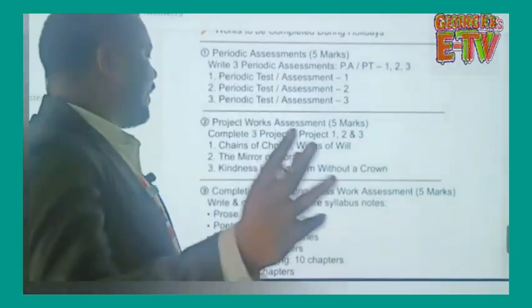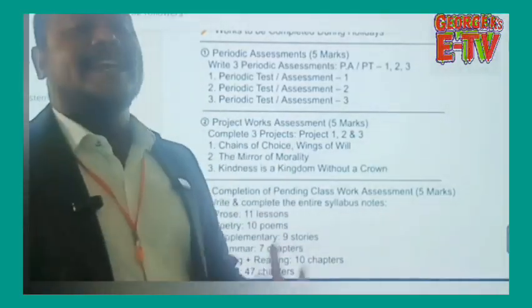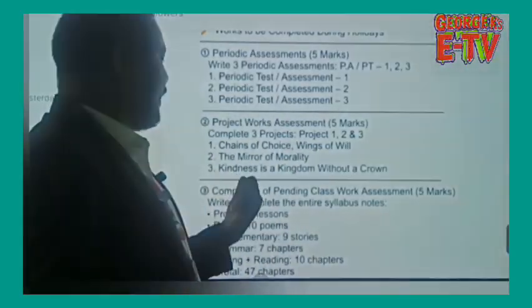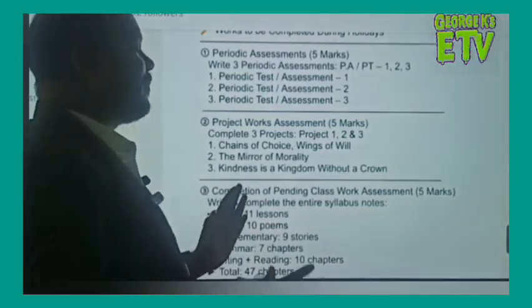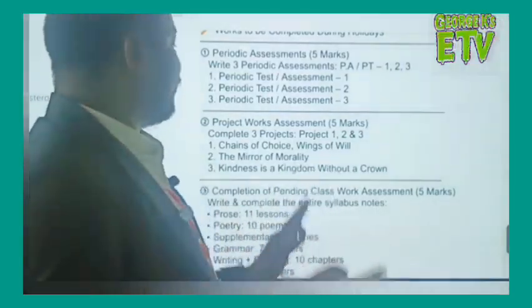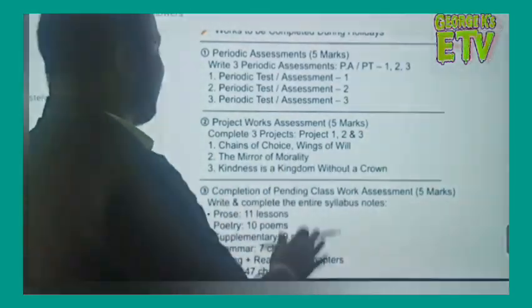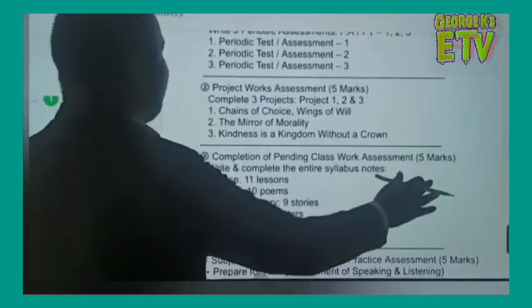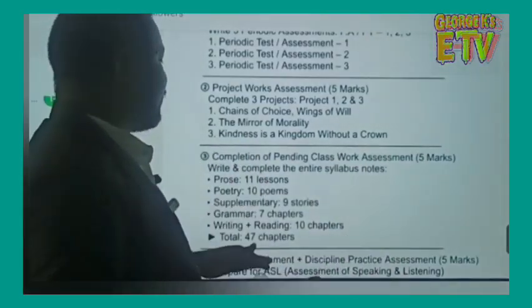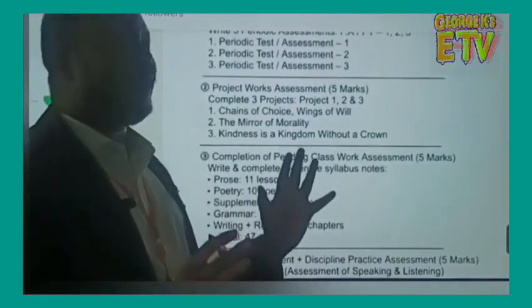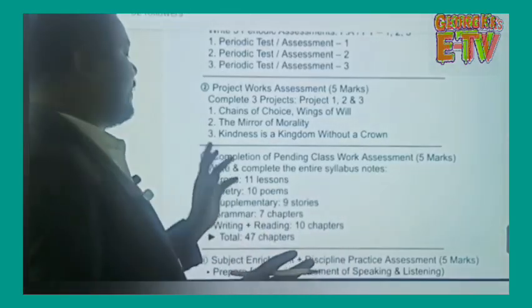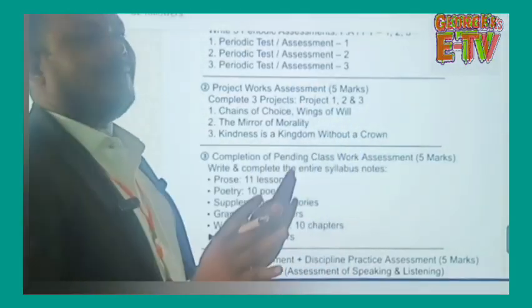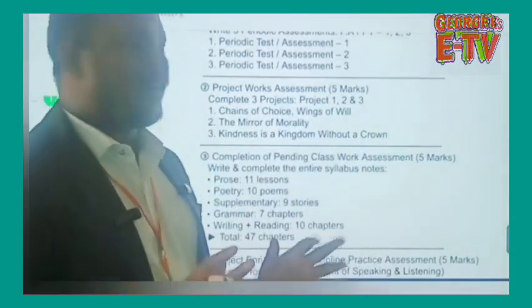Project 1, 2, 3. The assignment for project 1 is about chains of choice and wings of will. Next one is the mirror of morality. The third project is kindness is a kingdom without a crown. Fine. Next, the third 5 marks: you have to complete another content, the CW pending work assignments or assessment. Complete the entire syllabus that is given by the Central Board of Secondary Education.